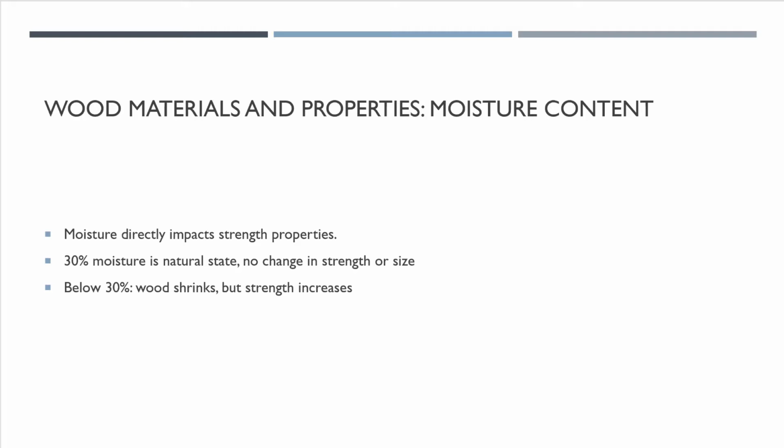So when we're looking at wood materials and properties, moisture content is one area that we need to discuss very briefly. Moisture does impact the strength properties of lumber. 30% moisture is considered its natural state. The size doesn't change, the strength doesn't change. But if the moisture is below 30%, wood will actually constrict or shrink, but the strength does increase. However, it is going to vary in size.